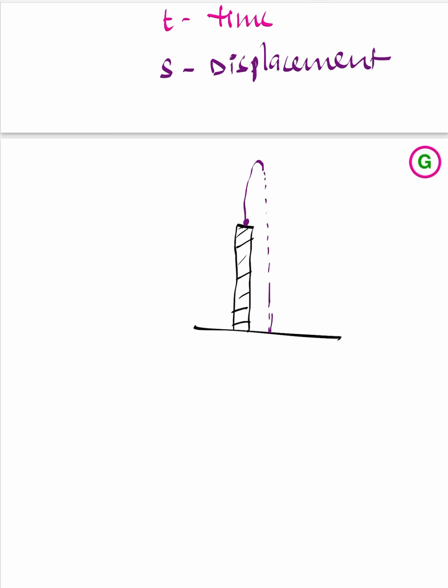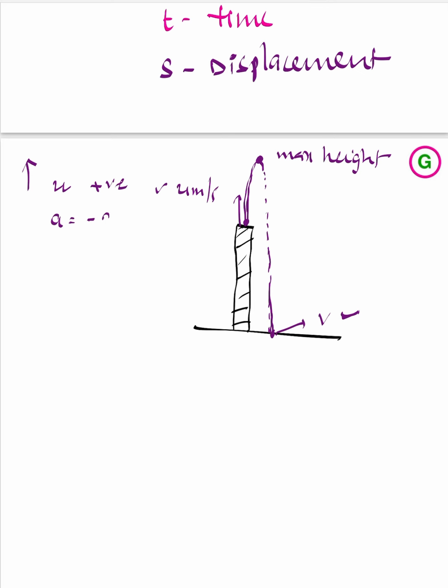Initially the body is projected with u meter per second to reach the maximum height, and after that it will strike the ground. Here there is an initial velocity and a final velocity. While projecting upward, the initial velocity is taken as positive, and the acceleration is against gravity, so minus g meter per second square. The displacement of this will be considered as h.